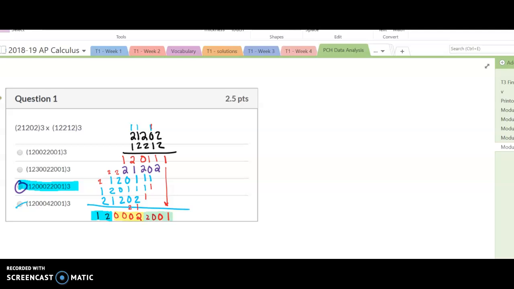Another way to do this problem, besides turning each of these into base 10, multiplying together and putting back in base 3, is just to leave them in base 3. 2 times 2 is 4, so that would be a remainder of 1 and 1 in the next place. 2 times 0 is 0, plus that 1 becomes 1. 2 times 2 is 4, 1 with the remainder of 1. 2 times 1 is 2, plus 1 is 3, which is 0 with a remainder of 1, etc.